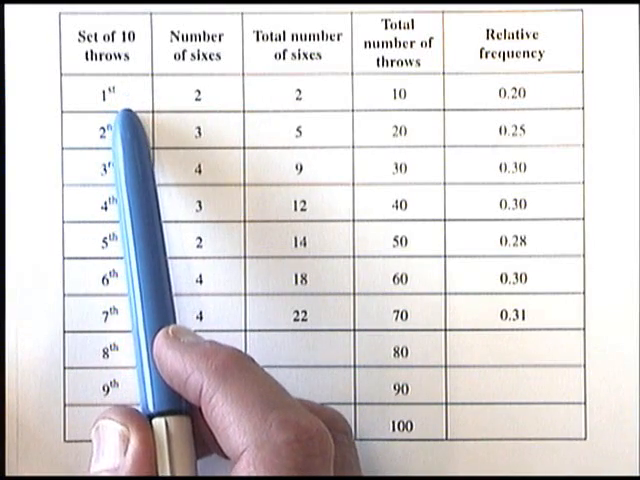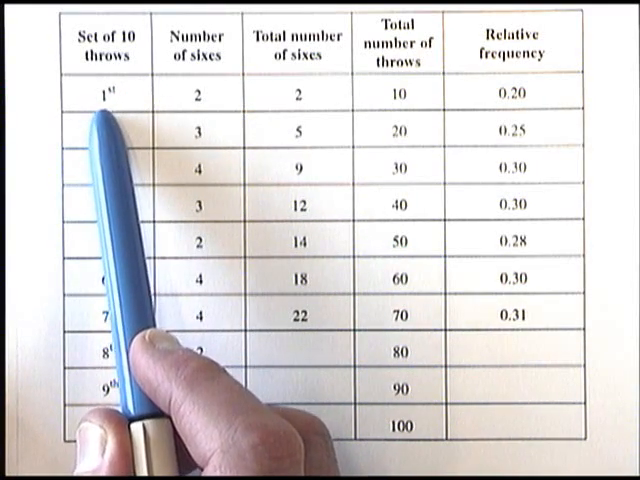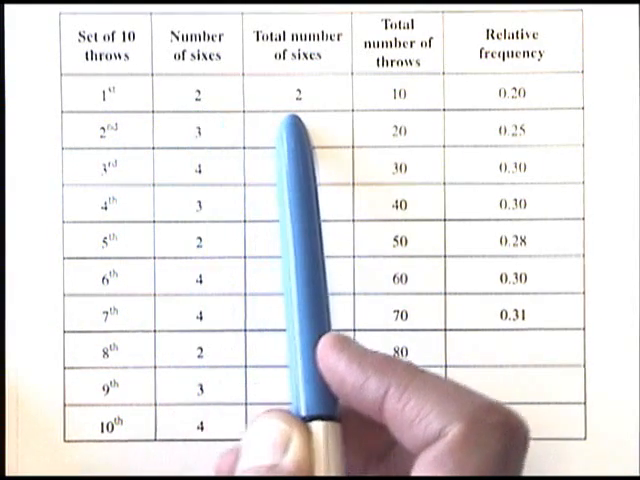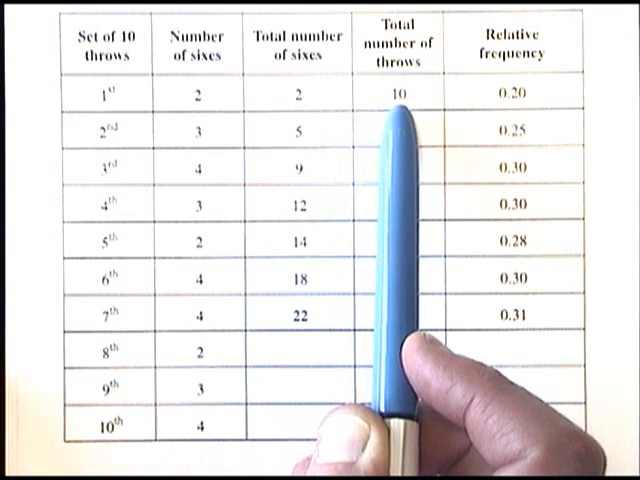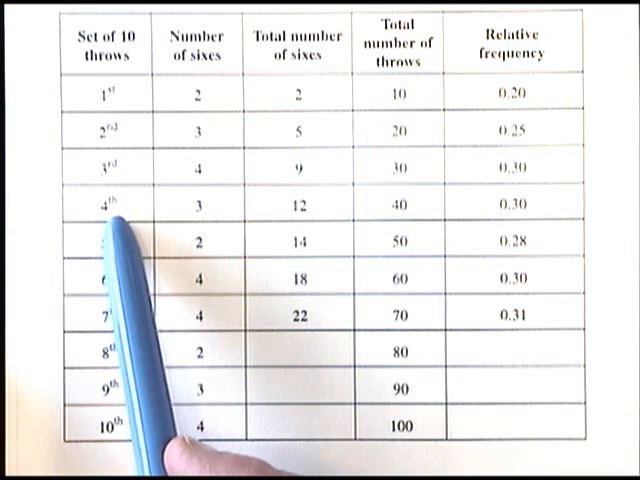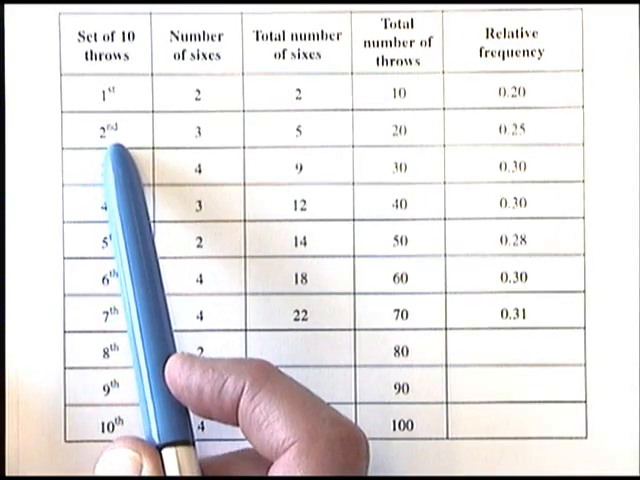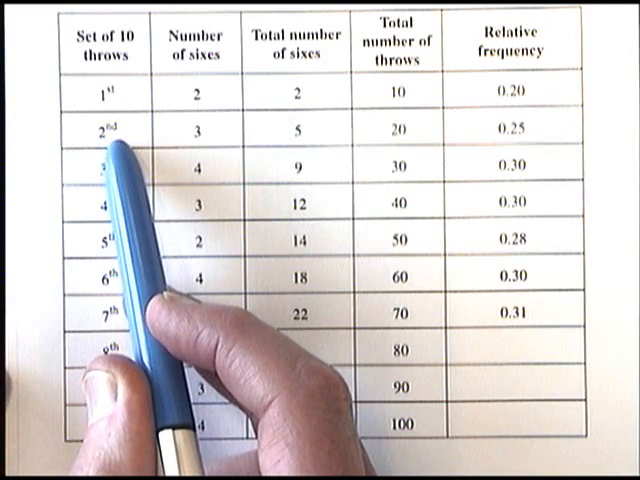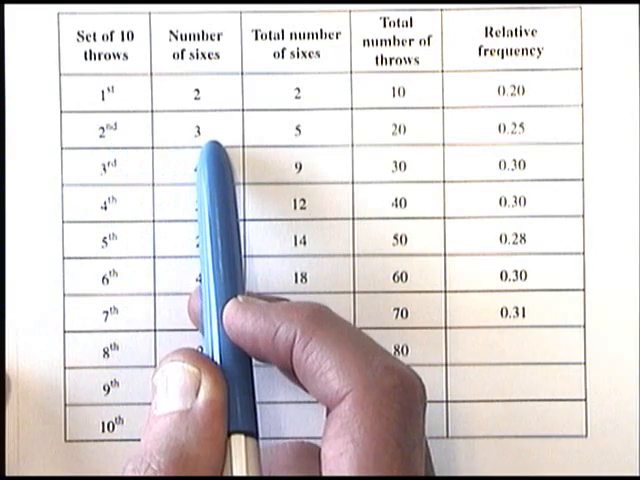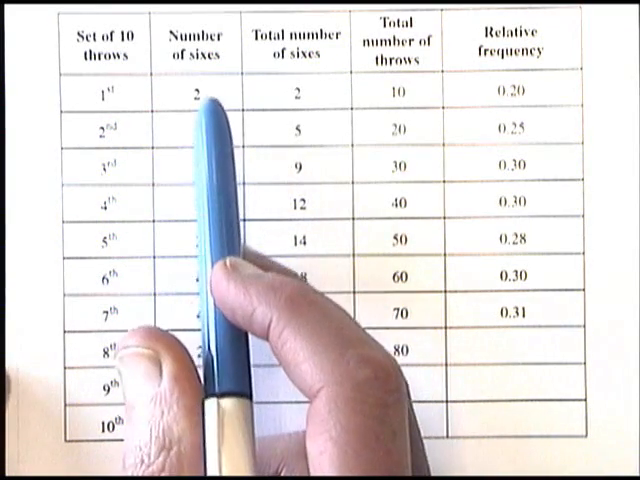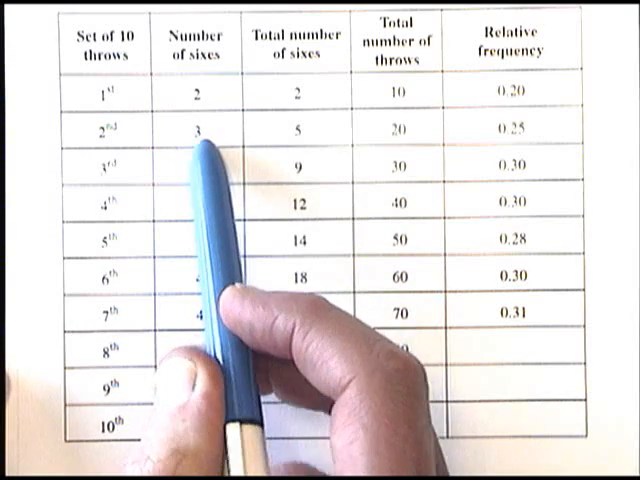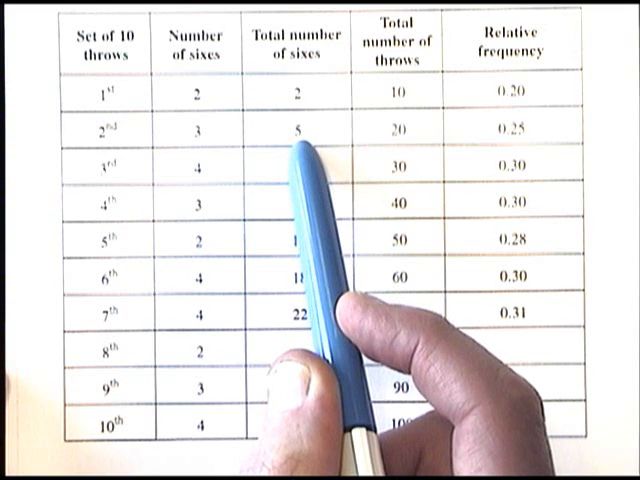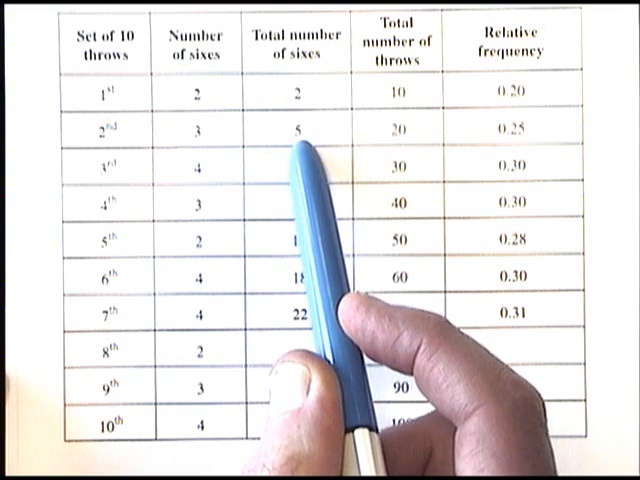The dice has been thrown 10 times, and on the first 10 throws there were 2 6s. So altogether we've had 2 6s out of 10 throws. We'll talk about the last column in a minute. It was then thrown a second time 10 times. So this is the second lot of 10 throws, and in this second lot there were 3 6s. We had 2 6s before, we've now got 3 more 6s, so our total number of 6s is 5. That's the 2 and the 3 added together. And we've now thrown it 2 lots of 10 times.